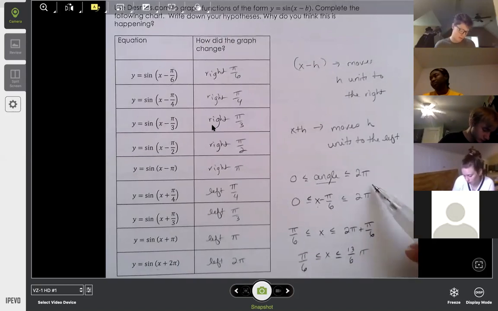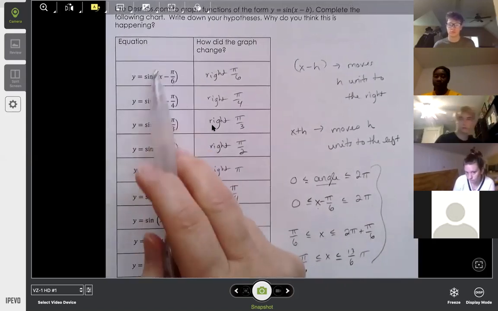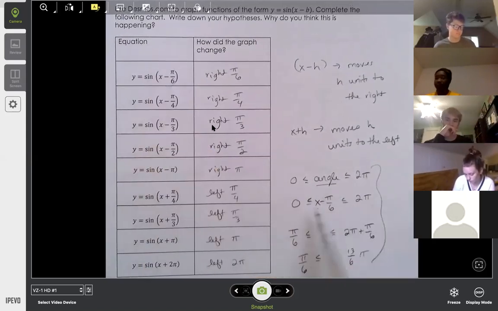This is also kind of just a cool technique to figure out where my cycle should start and end. Whatever my angle is, I put it between 0 and 2 pi, solve for x. My cycle should start at pi over 6 and end at 13/6 pi.